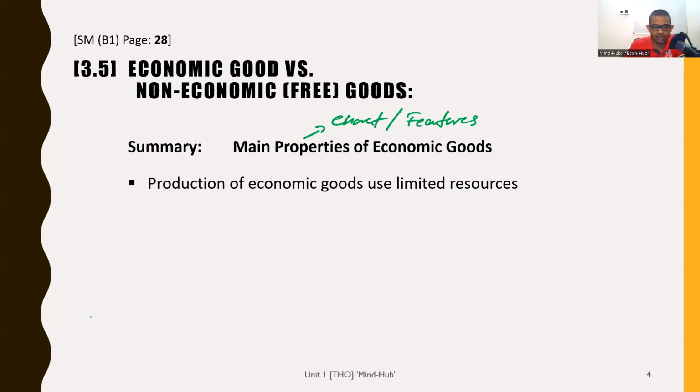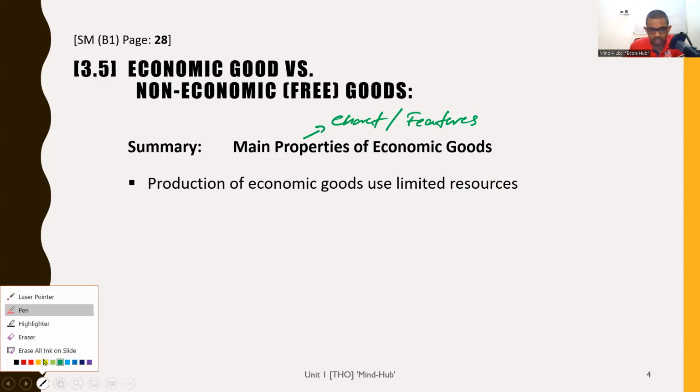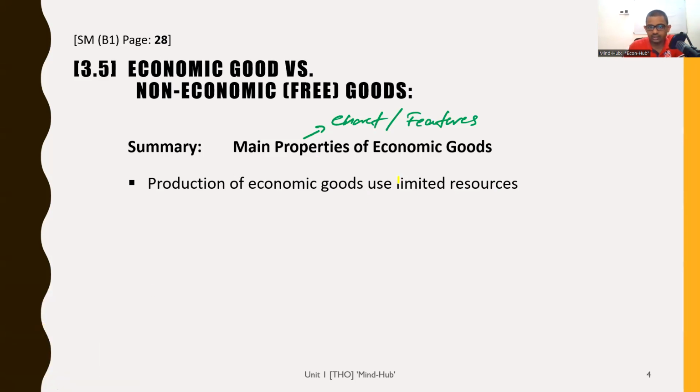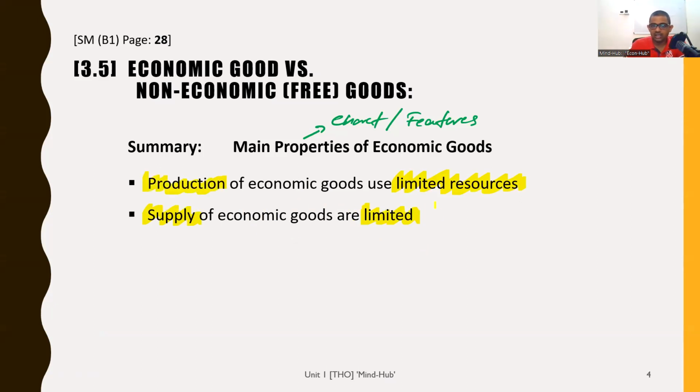So production of economic goods uses limited resources, right? Use of limited resources, economic resources. We are very clear on that. Then supply of economic goods is limited. Supply is limited, right? Production involves the use of limited resources. So you see the connection there, no? Because we are using limited resources, supply is limited.